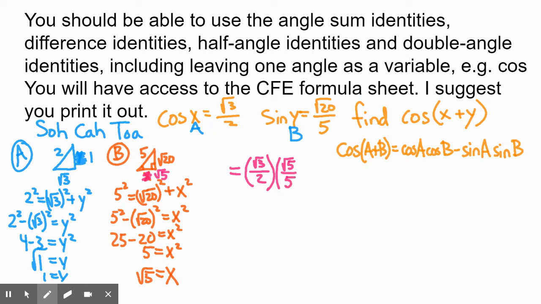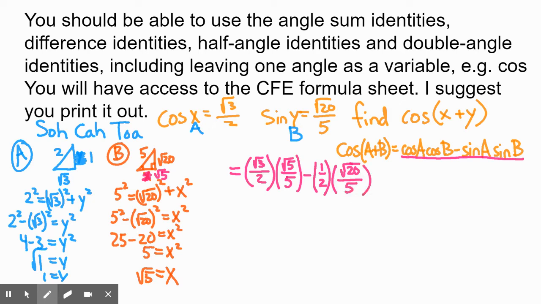And then minus, and all I'm doing is transposing this formula and adding the values that we know. So then the sine of A is going to be the opposite over the hypotenuse. So that's going to be 1 over 2. And the sine of B is going to be the opposite over the hypotenuse. So that's going to be square root of 20 over 5. And this is going to be very messy at the end.